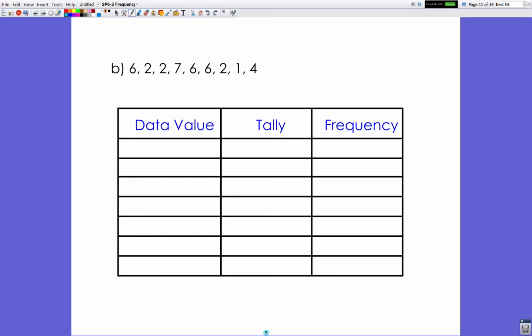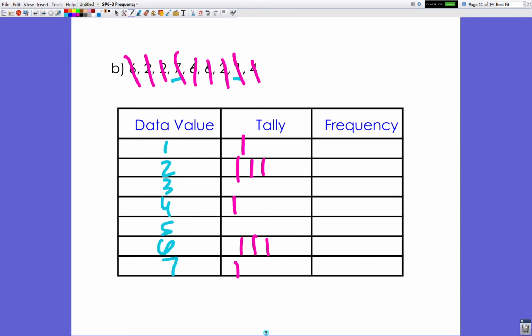Alright, our lowest data value is 1. Our highest is 7, so we'll count from 1 all the way up to 7. So 1, 2, 3, 4, 5, 6, 7. Going for our tally, so 6, 2, 2, 7, 6, 6, 2, 1, 4. And then we'll fill out our frequencies. This is 1, 3, 0, 1, 0, 3, 1.